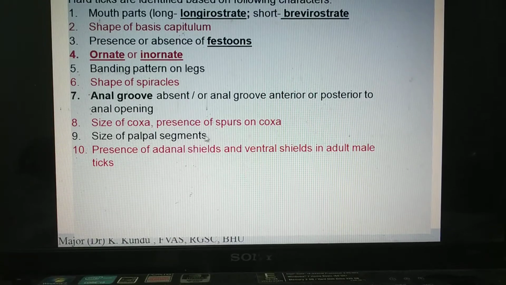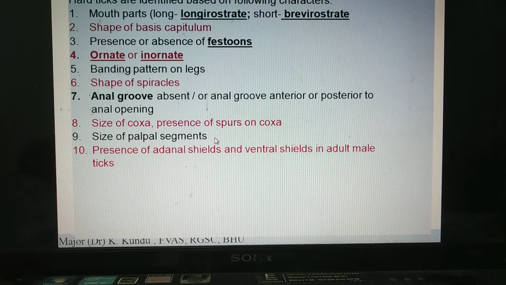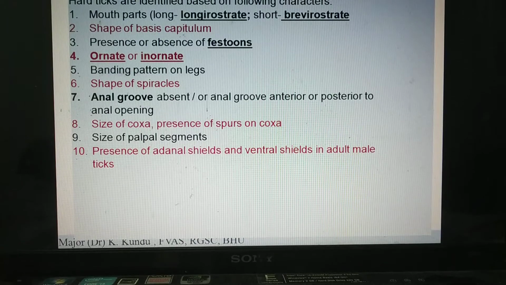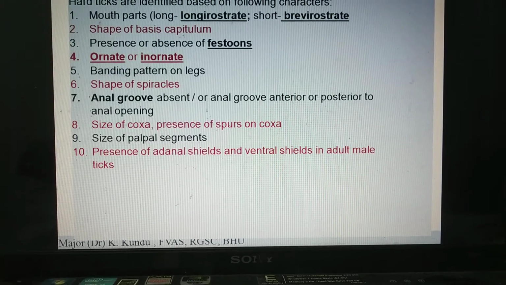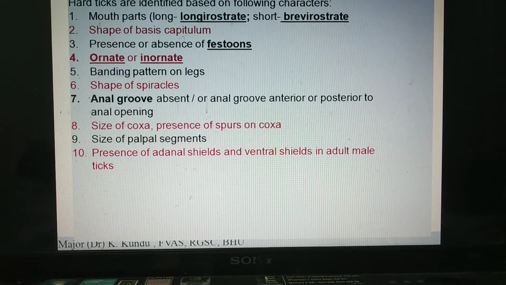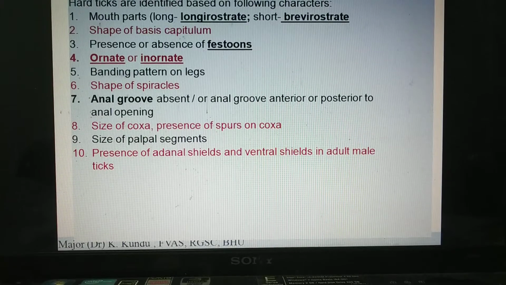Now the palpal segments. So what are palpal segments? The palps are made up of 3 segments. So what is the size of the segment? What is the width of the segment? These are also very important. Then anal and ventral shields.